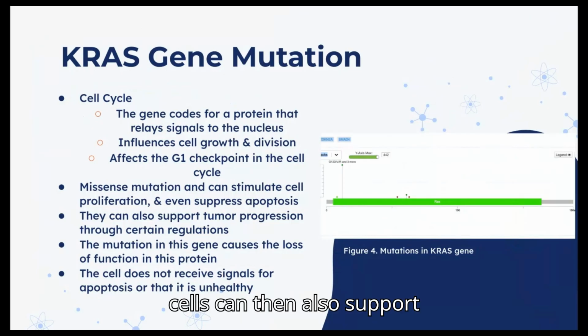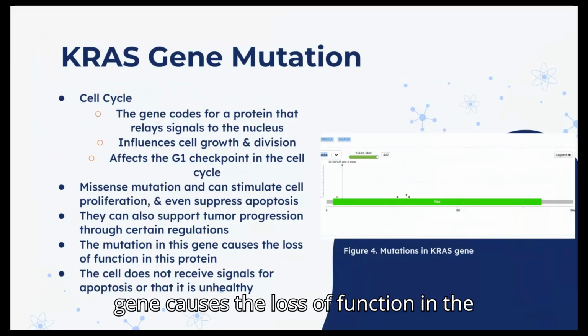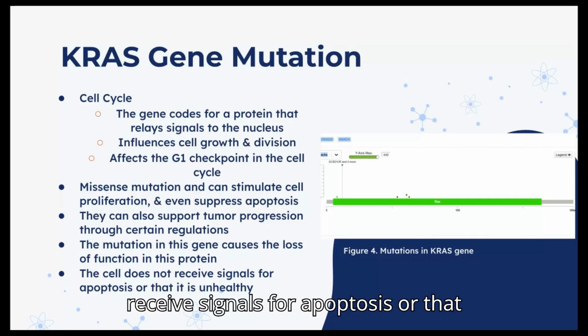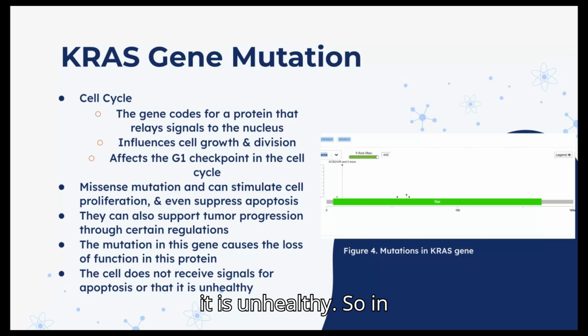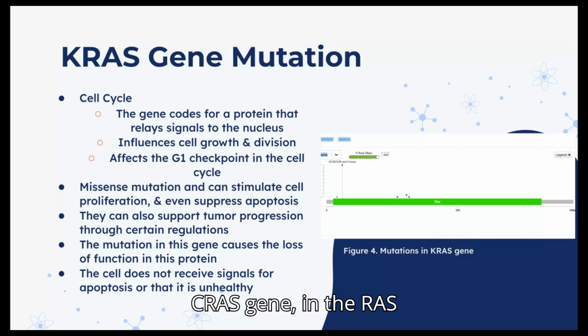These cells can then also support tumor progression through certain regulations, and the mutation in this gene causes the loss of function in the KRAS protein, and the cell does not receive signals for apoptosis or that it is unhealthy. So in Figure 4, you can see mutations in the KRAS gene in the RAS exon, the RAS family.